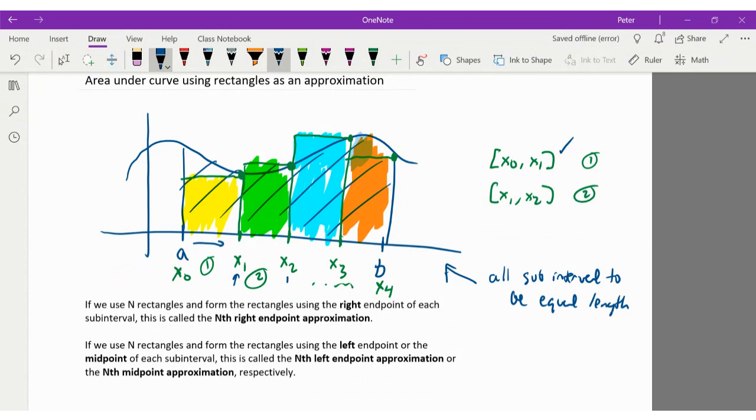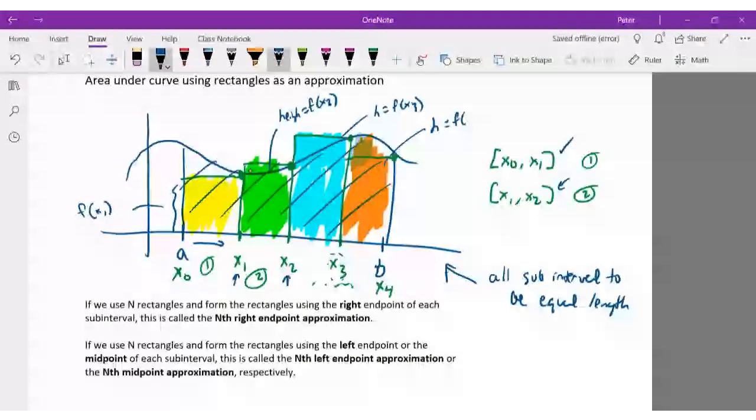And here's the right endpoint, x2 is the right endpoint of the second subinterval, and so on. So this rectangle here has the height f of x1. And this rectangle here has the height f of x2. This one has height f of x3, because I'm going to use the right endpoint of that subinterval. And this one has the height f of x4.